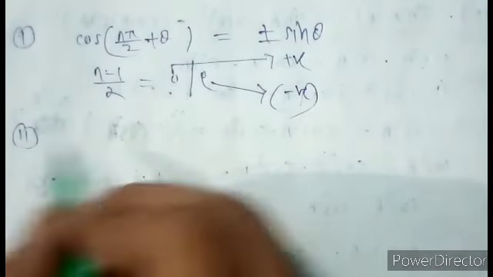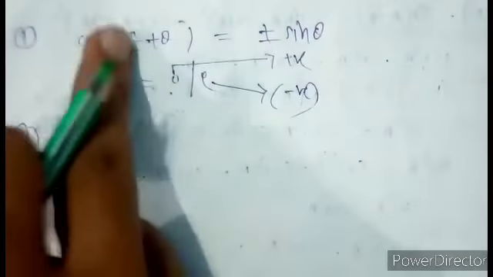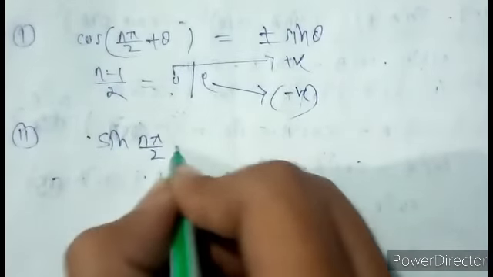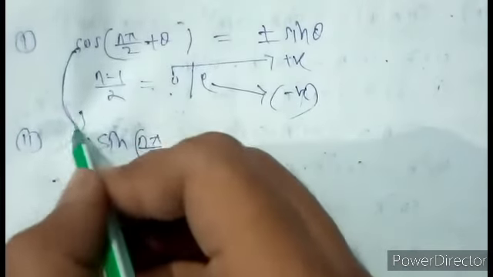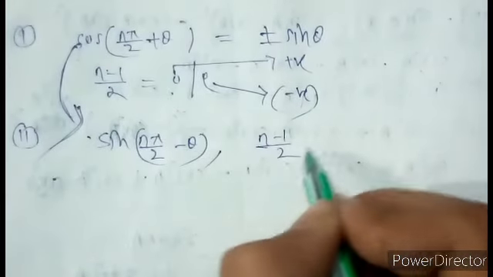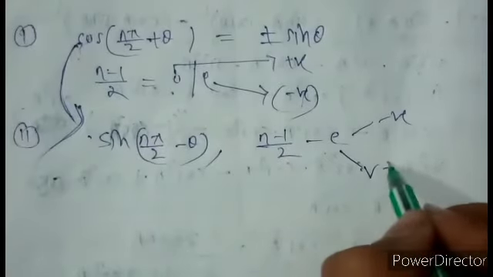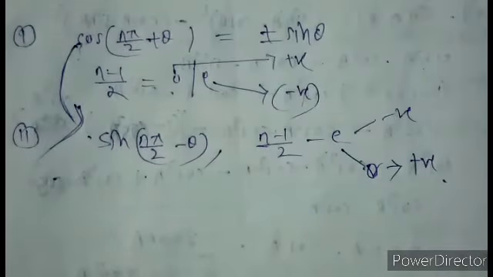Then come to the formula: we know sin(nπ/2 + θ) and cos(nπ/2 + θ). Then come to sin(nπ/2 − θ). Here also, if (n minus 1)/2 is even, then it will be negative. If it is odd, then it will be positive.